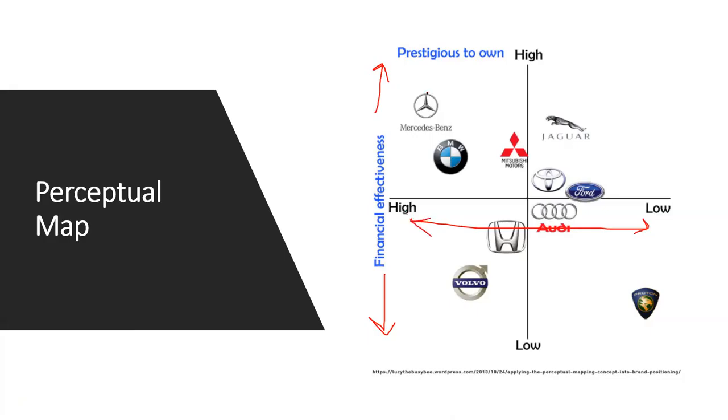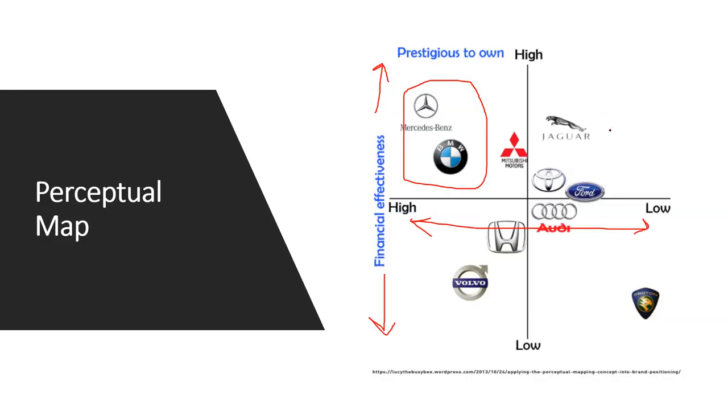So if you look at cars like Mercedes, BMW, these are high on the prestige. They're also high on the financial effectiveness, but here we don't know what the definition of financial effectiveness is. These are more expensive cars because you pay a premium to get these cars, but probably financial effectiveness could be the effectiveness of holding on to the car in the long run for a certain period of time. So this is the perception of the customers on the basis of the prestige and financial effectiveness.